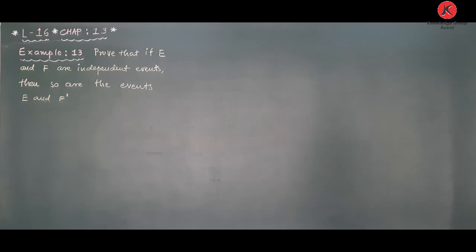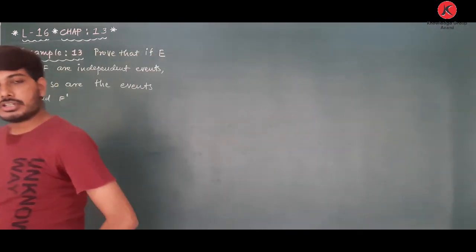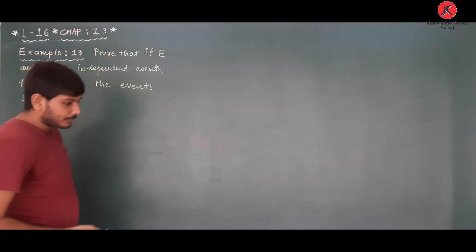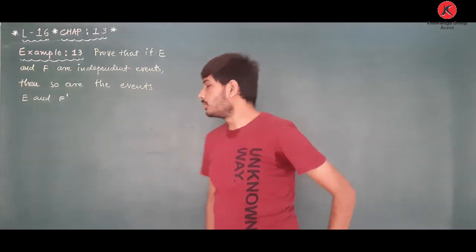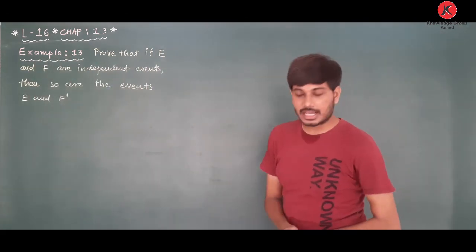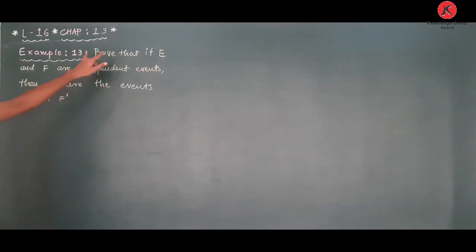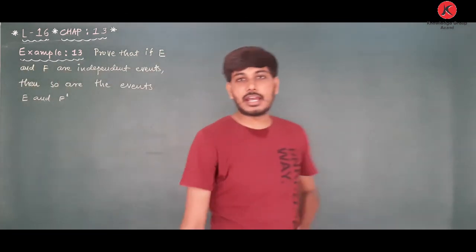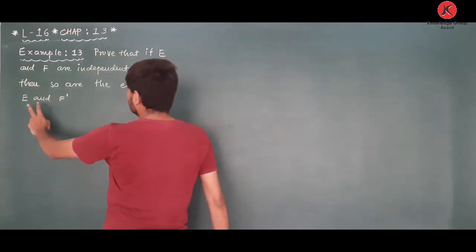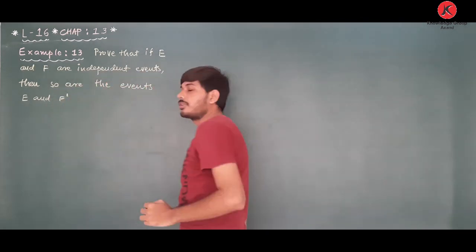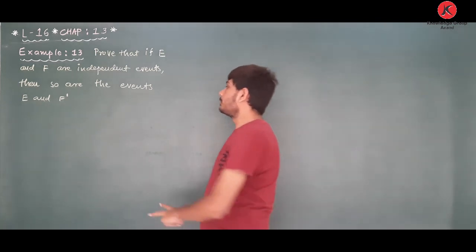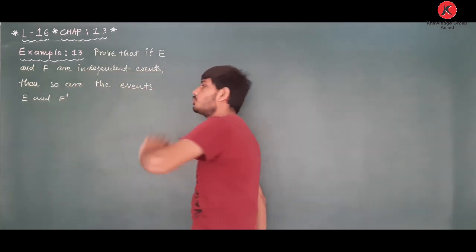Now, see the next question, example number 13. We have already used this logic when solving the questions of exercise 13.2, and now we are going to prove the logic. See here, prove that if E and F are independent events, then so are events E and F dash. That means E and F dash are also independent. So we have to prove that these two events are also independent events.